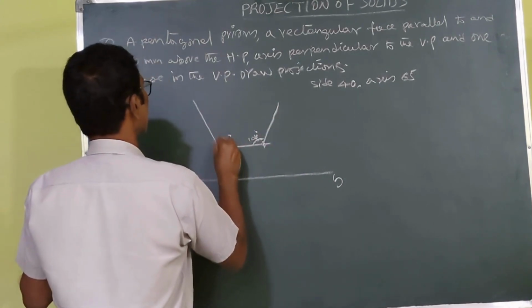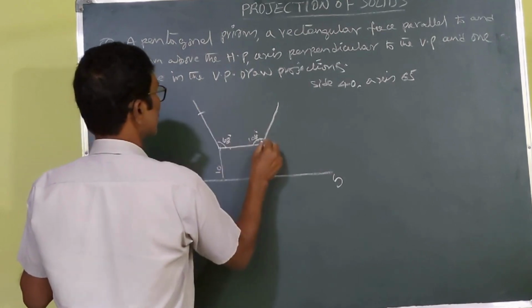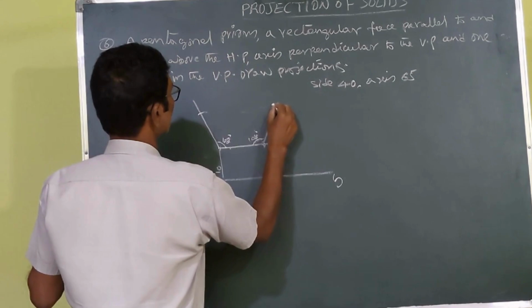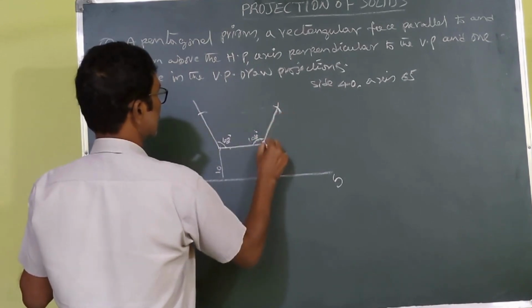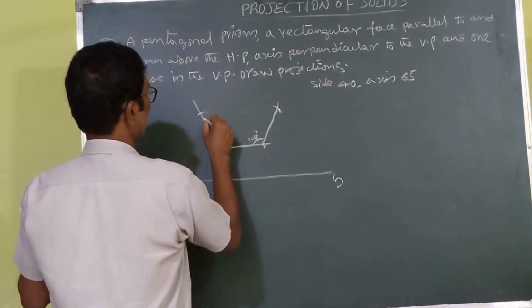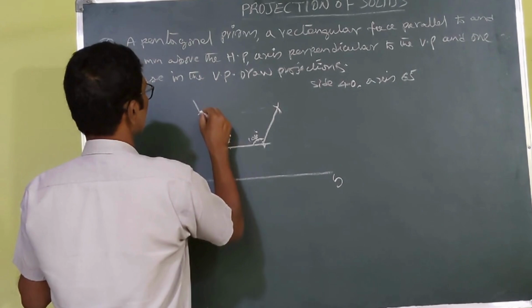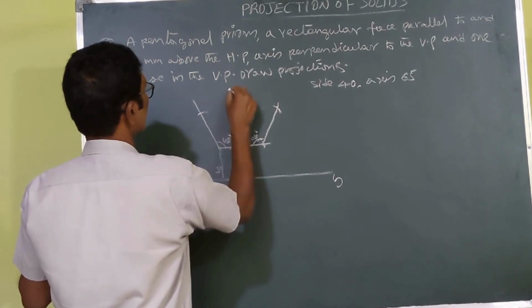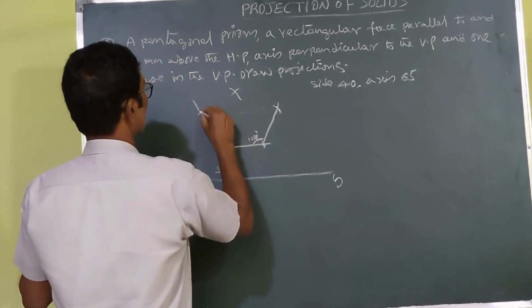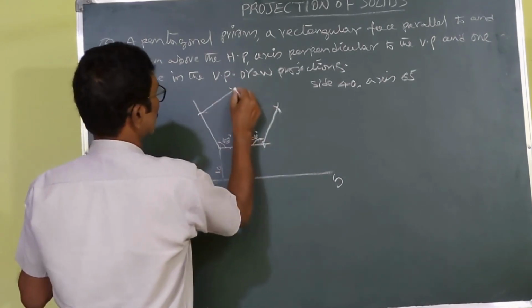From here, with 40 as a radius, you cut it. Here also 40 as a radius, you cut it. Again, you need not set up the angle here. With 40 as a radius, you draw an arc from here, and 40 as a radius from here you draw an arc. Automatically you join here.